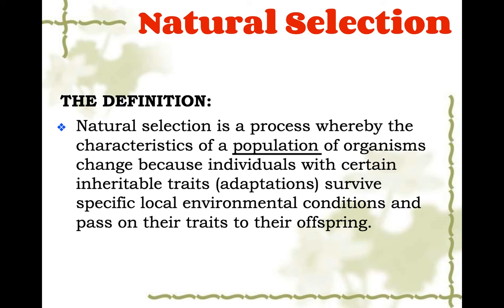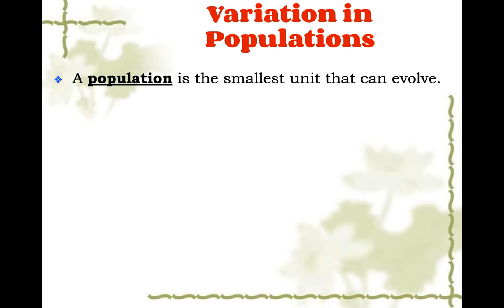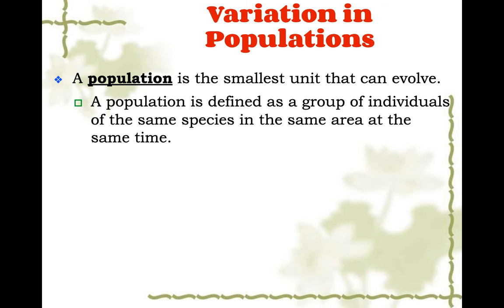So the first one is population. It says the characteristics of a population of organisms change. So a population is the smallest unit that can evolve. Individual organisms are not able to evolve. And a population is defined as a group of individuals of the same species in the same area at the same time. So that group of individuals can evolve, but an individual organism can't evolve.